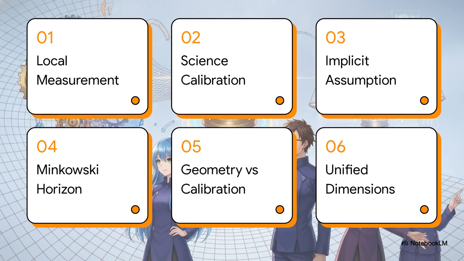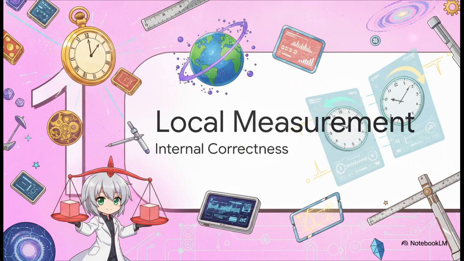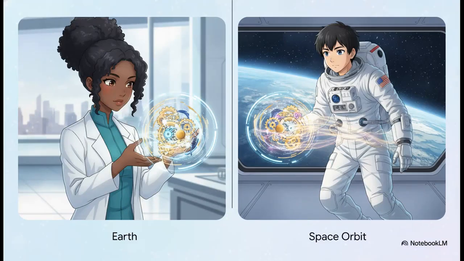Let's get into it. Starting off with Section 1, the problem of local measurement and the real challenge of internal correctness. Okay, think about atomic clocks. General relativity beautifully showed us that an atomic clock sitting right here on Earth and an orbiting atomic clock up in space are going to tick at slightly different rates. And if you bring them back together, they're going to disagree on how much time has actually passed.